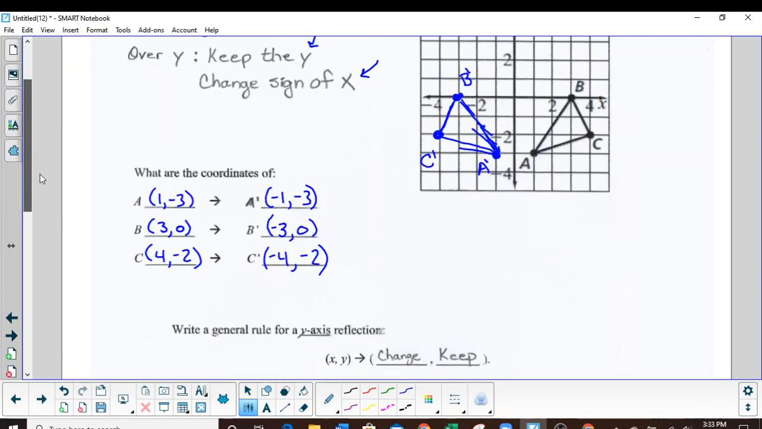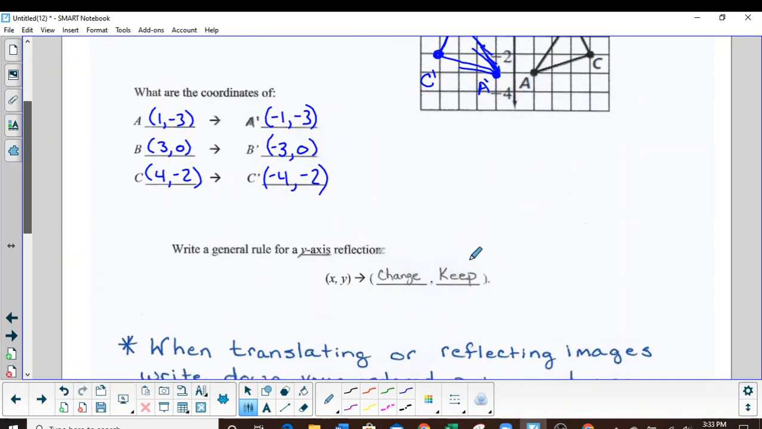Okay. All right, so let's look. Our general rule is we change X when we're going over the y. You always keep the one that you're reflecting over. Keep that one the same. So we would change x and keep y, okay?